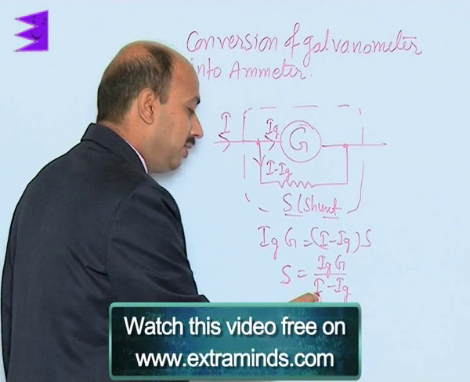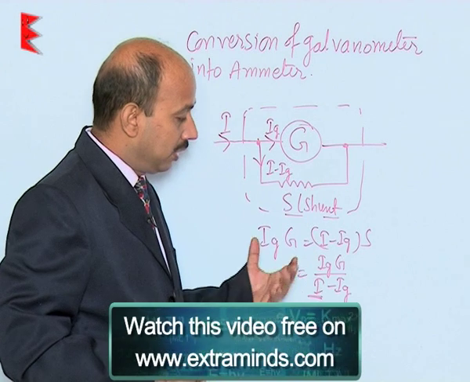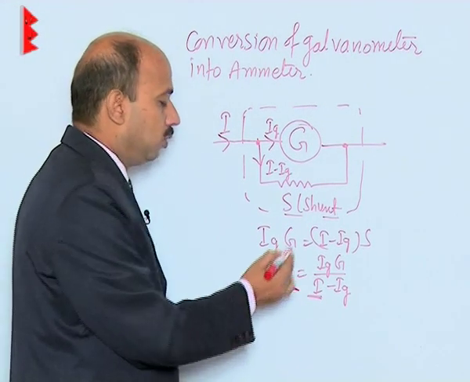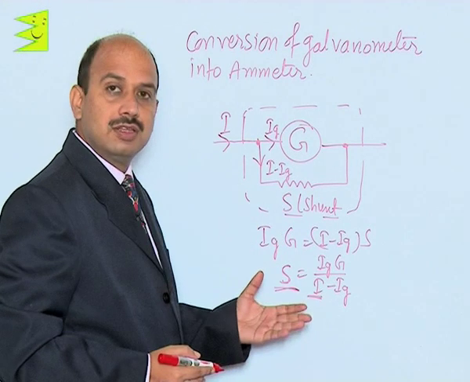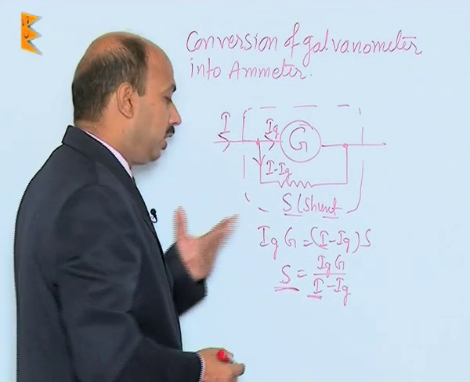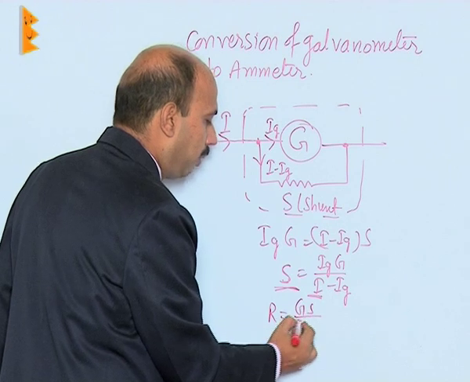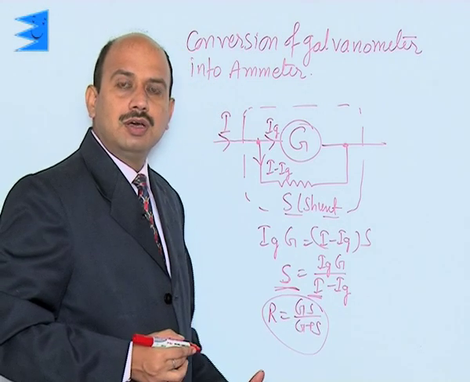So for measuring this particular current I, if you know the current through the galvanometer and the resistance of the galvanometer, then you can calculate the value of S. Also, you can calculate the equivalent resistance of this combination because G and S both are in parallel. So obviously the equivalent resistance that you are going to calculate is GS upon G plus S. So that is the equivalent resistance of the ammeter here.